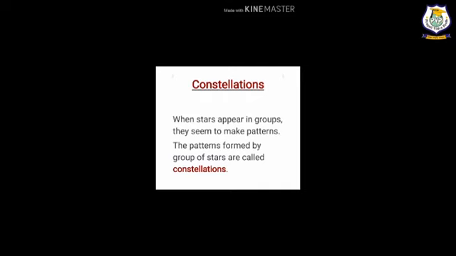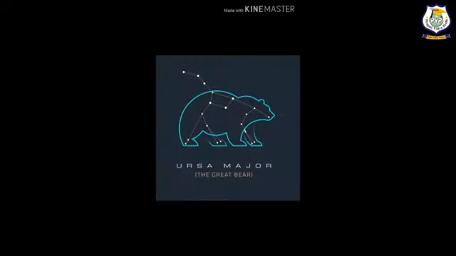Students, if you watch the night sky continuously for a few days, you may start recognizing some patterns made by the stars. These patterns formed by the group of stars are called constellations. Examples like, look at this picture. The pattern of stars form the shape of a Big Bear. And this shape is named as Ursa Major. Usually, you can easily find the Great Bear in the sky.